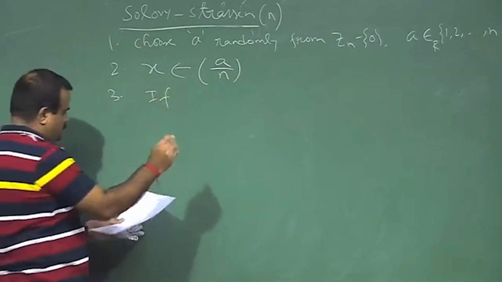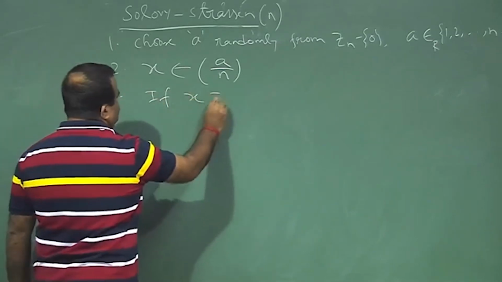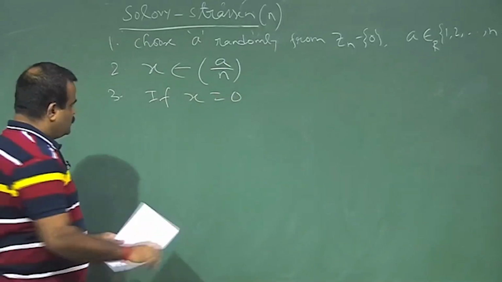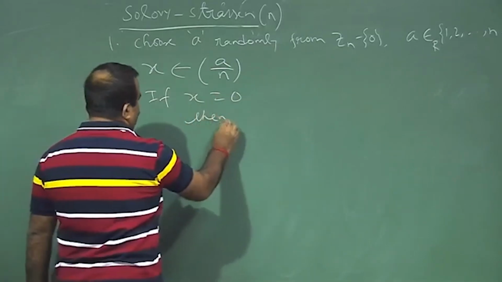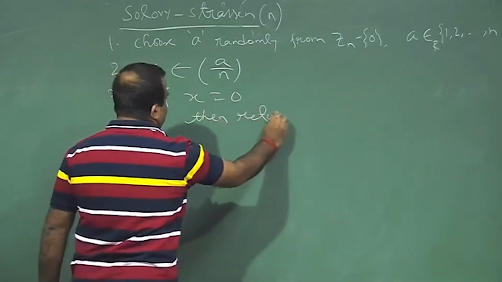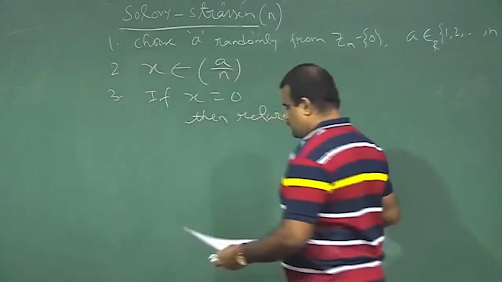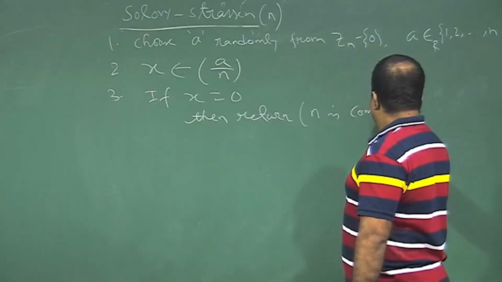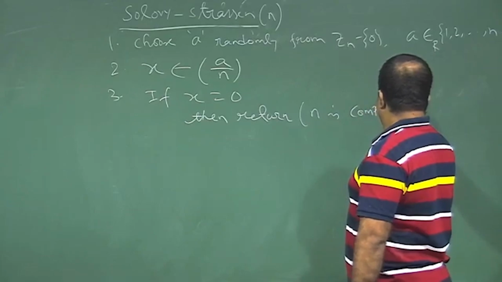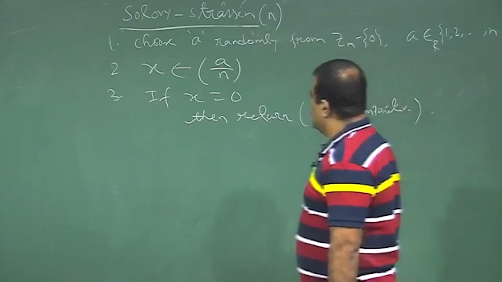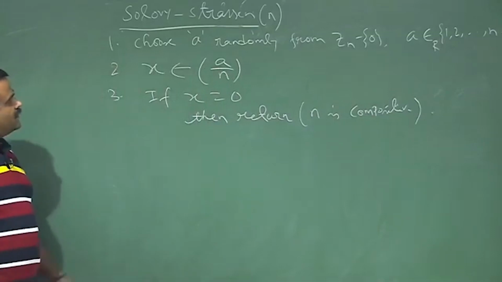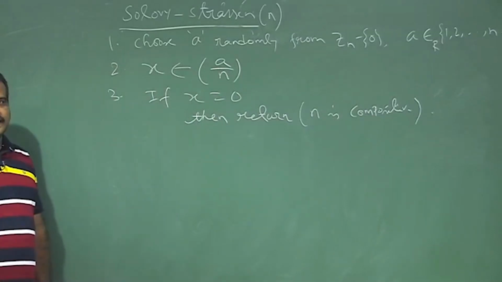Now, if x is 0, then surely we can say this is composite, then return n is composite. Okay. Because then a is a factor of n. So, a divides n basically.